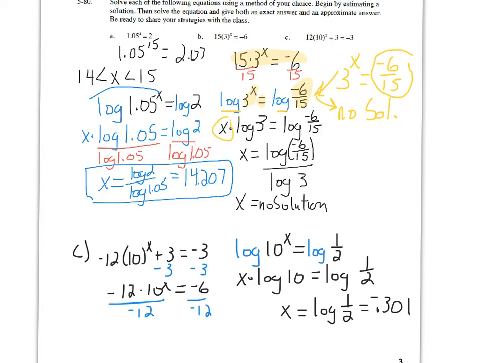out in front, then divided both sides by the log of 3. And if you tried to calculate that, you cannot take the log of a negative number in the numerator. So you get no solution. Now in part C, start by subtracting 3 from both sides.